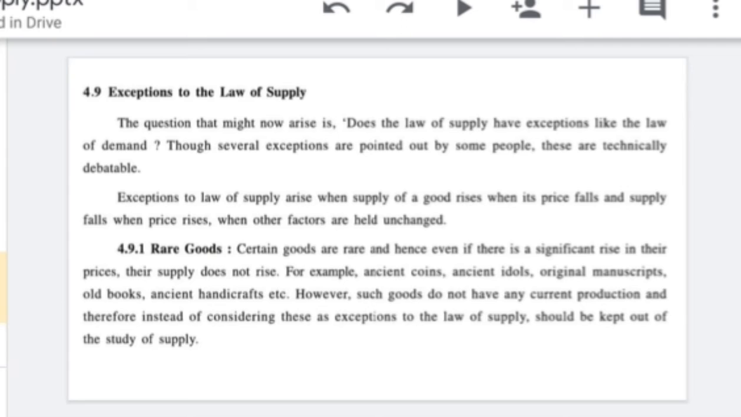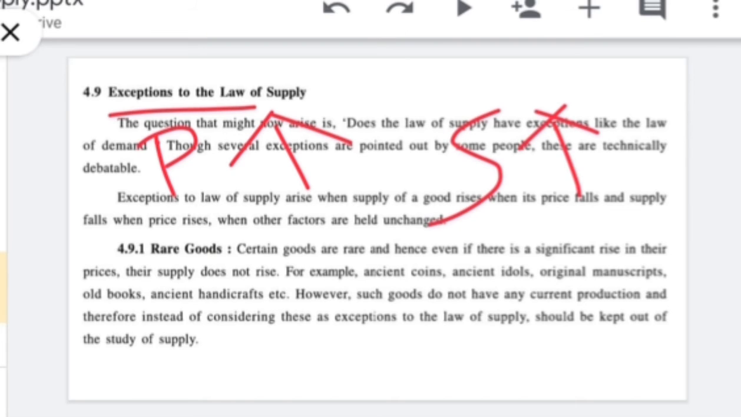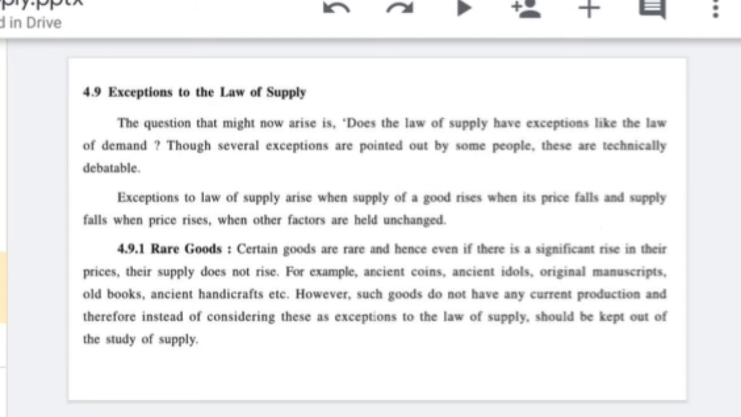Now we will see the exceptions. Exceptions means the cases where the law of supply does not apply, the criteria under which the law of supply changes. At that time we cannot say that the price is more and supply is more. When this law does not work, that is known as an exception.